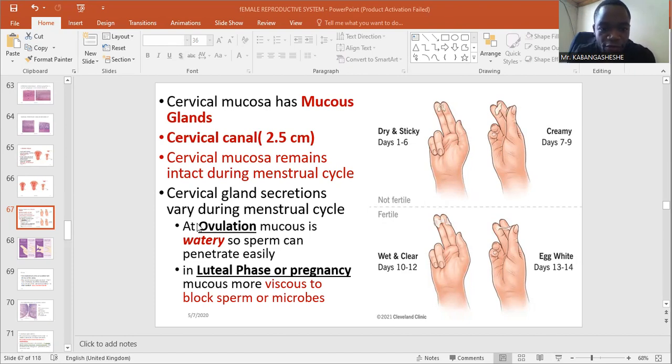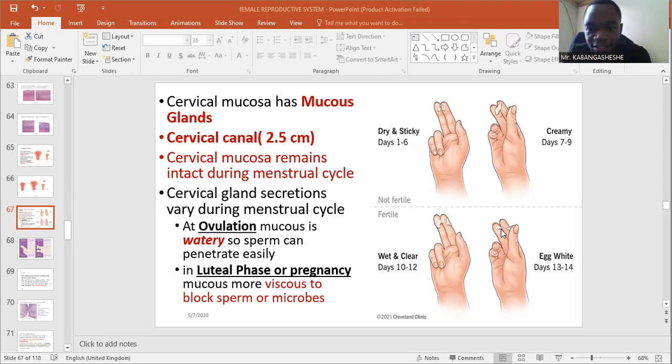For example, during ovulation, these glands are widely dilated and secrete huge amounts of serous mucus secretion, and this mucus secretion becomes watery or slippery during ovulation. As you can see, at this stage, fertility is highest. And this is essential because it allows the sperm cells to pass through the cervical canal.